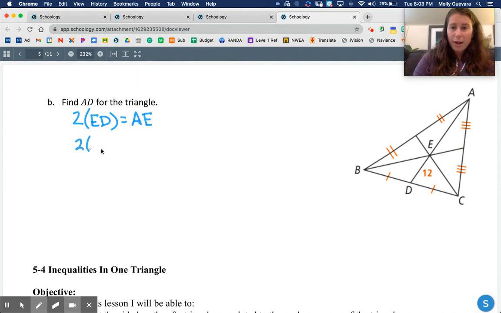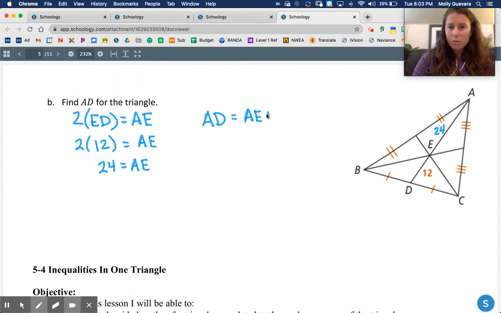So again, just setting up that equation. The short end times 2 is the long end. In this problem, I know that ED is 12. So I'm just filling in the information that I know. 2 times 12 is 24. So that tells me that the longer side here, or the longer length, is 24. But I want AD. So AD is the long length, which is AE, plus the short length, which is ED. I just found that AE is 24, and I was told that ED is 12. So when I add those together, I get 36 units. So the total length of AD is 36 units.